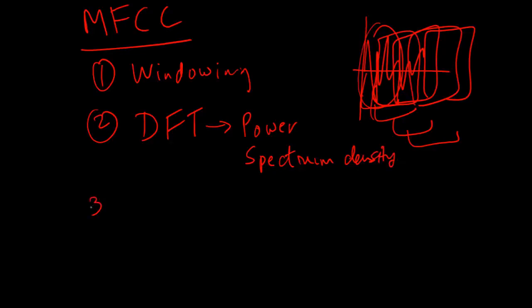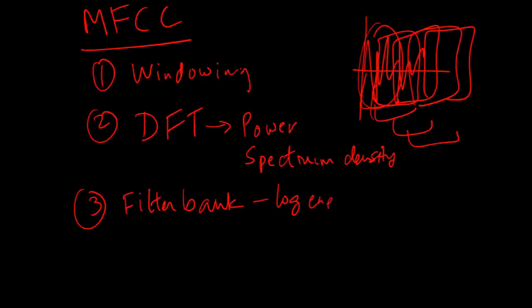Then we will basically do something called a filter bank with log energy. We will find the log energy. So what that means is that we are now looking at different frequencies, not time but frequency, right? The frequencies can range from 0 to, let's say, 20 kilohertz.